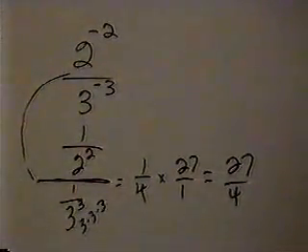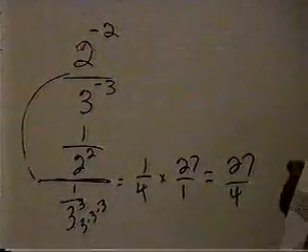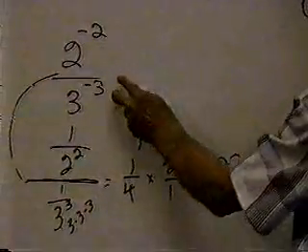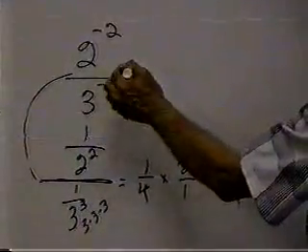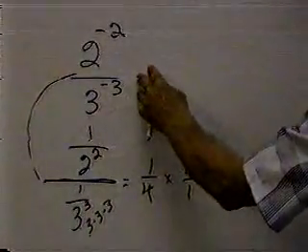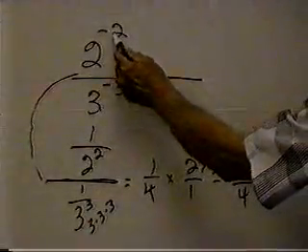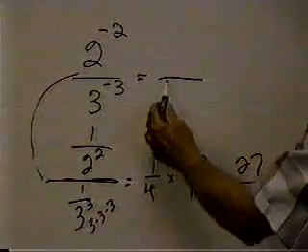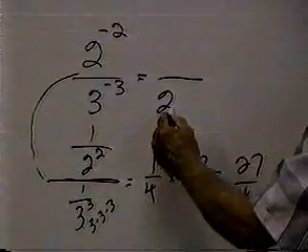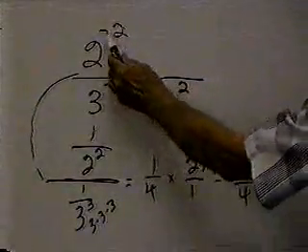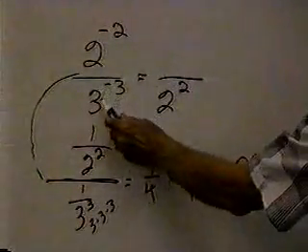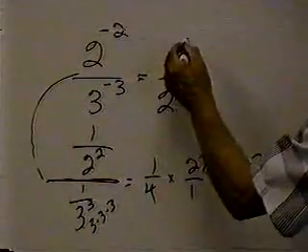Now, let me show you a little trick here. But be careful with it. You cannot do what I'm going to show you now if you have addition or subtraction in the problem. But when you have negative powers, you can move these things across this division sign. We can move the 2 to the and change the sign, and we can move this negative up and change the sign.